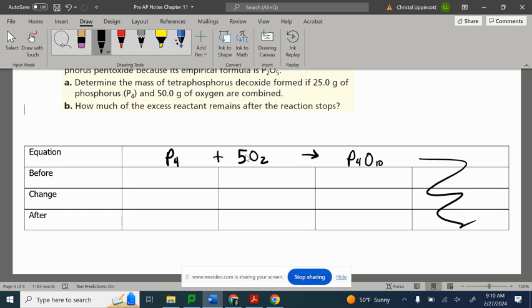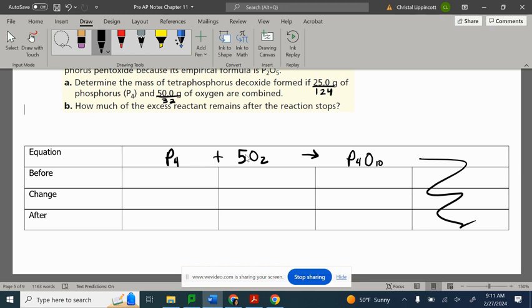All right. So we've got 25 grams of this guy. So I need to divide him by 4 phosphoruses. So that is 30.1, or no, 31. So 4 times 31, 124. 31 times 4. Yep, 124. Okay, so I'm going to divide this by 124. I'm going to divide this by 32. Good.